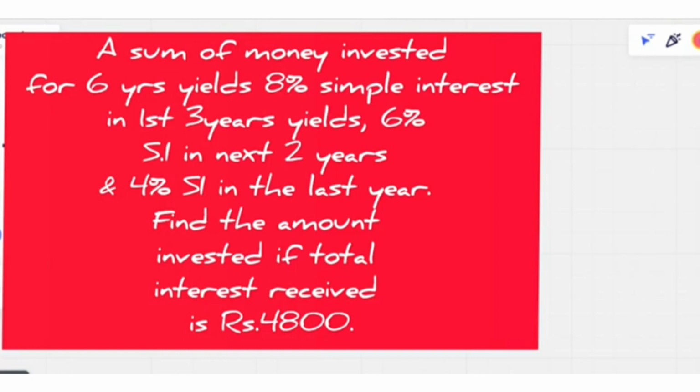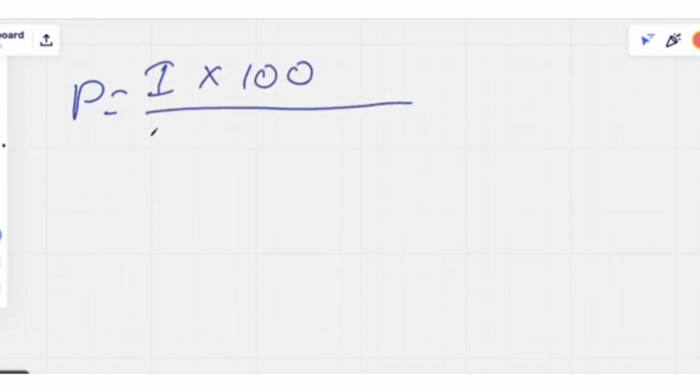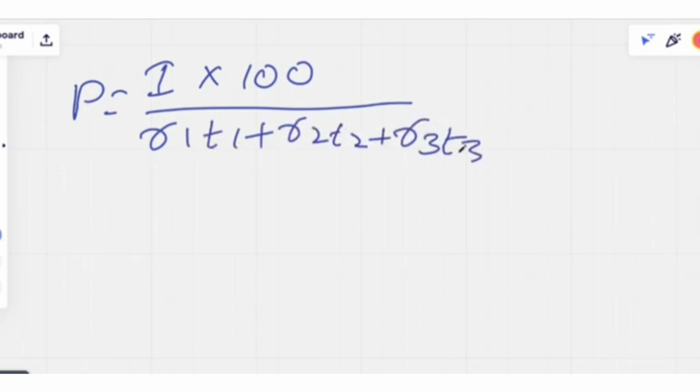So I have already written a formula for you. If you have rate of interest varying for different time periods, we have a formula: the sum is calculated as P into 100 by R1 T1 plus R2 T2 plus R3 T3. Okay, so this is how we can calculate the sum with the formula we have earlier.